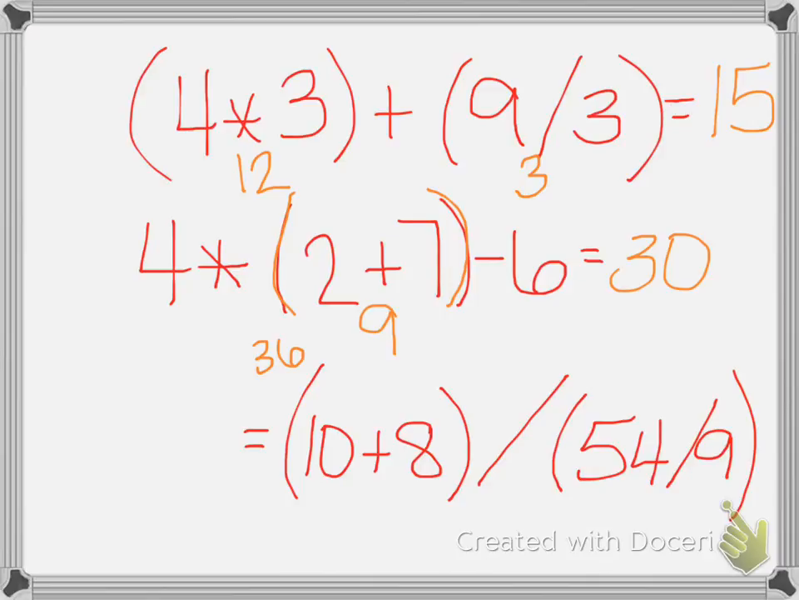And the last one, C, again, we do anything in parentheses first. So 10 plus 8 is 18. 54 divided by 9 is 6. 18 divided by 6, or how many times 6 goes into 18, is 3.